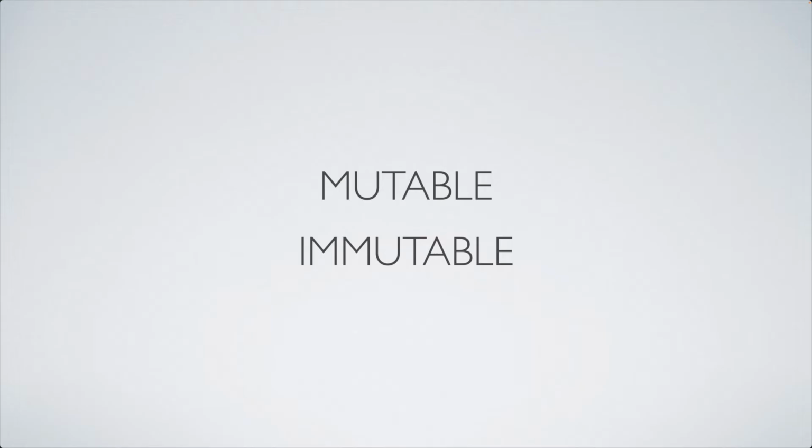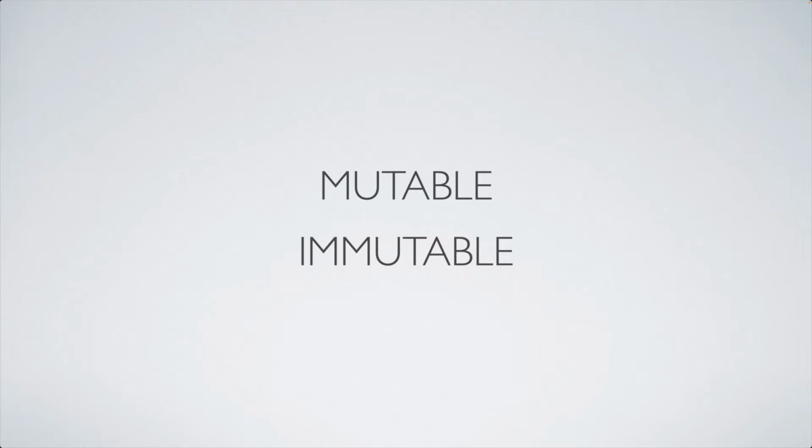Now, this brings us to a very important concept to understand in Python, and that is the concept of being mutable versus being immutable. Basically, if an object in Python is mutable, it means that you can change its data. And if an object is immutable in Python, it means that you cannot change its data, okay?